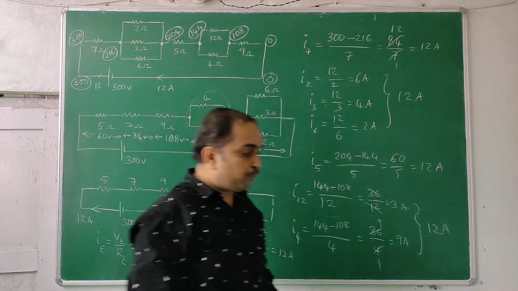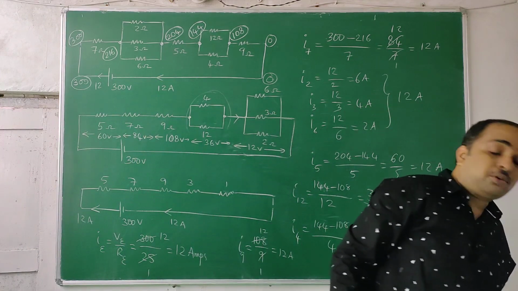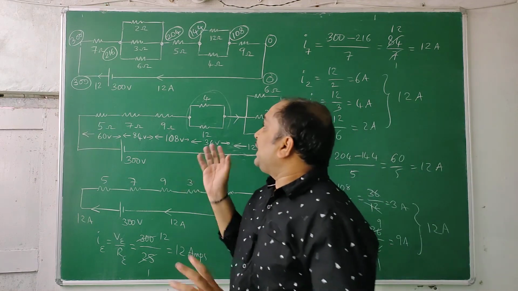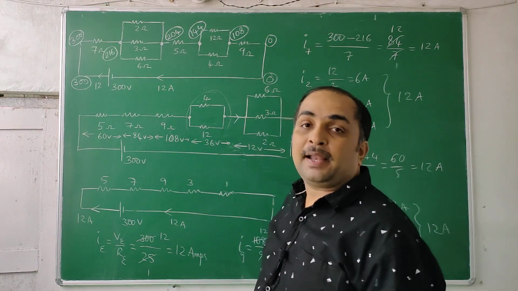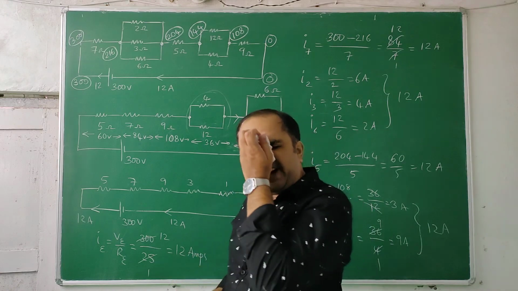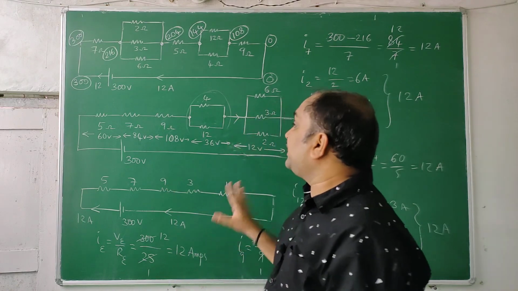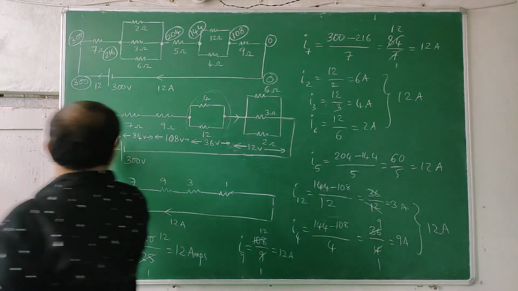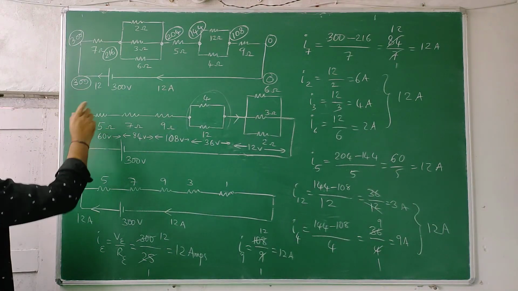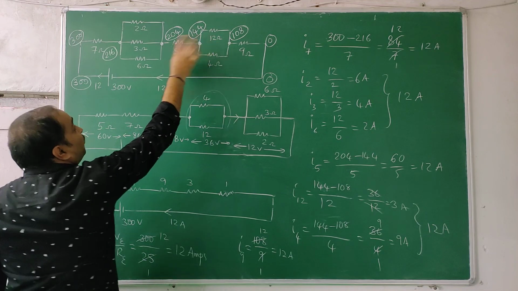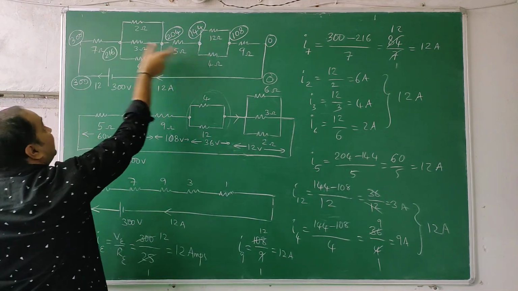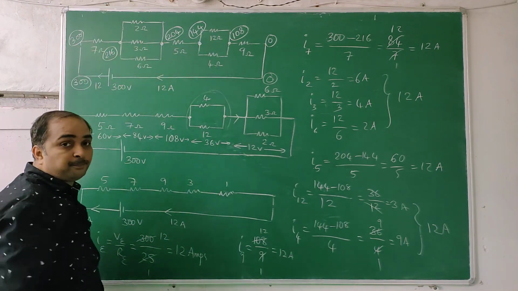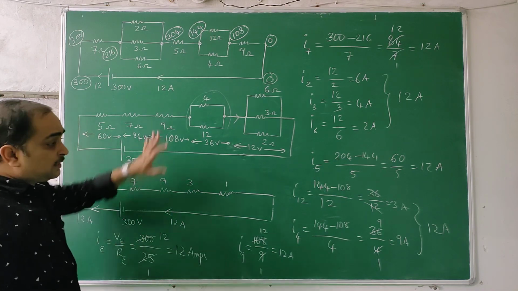In this way, a very good problem. It took me a lot of time to create the numbers in such a way that fractions are avoided and everything comes out as integers. I created the problem. The potential difference across the 5 ohm is 204 minus 144, which is 60 volts. I can keep the 5 here or there, and the difference comes the same. Many things I told you in this problem.